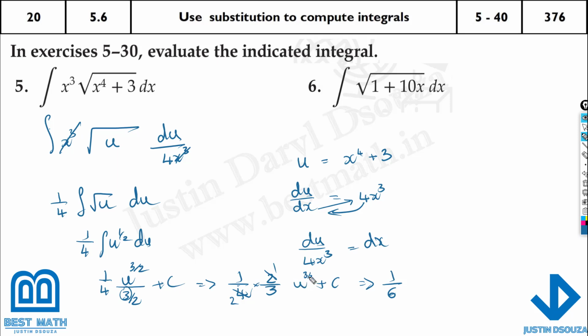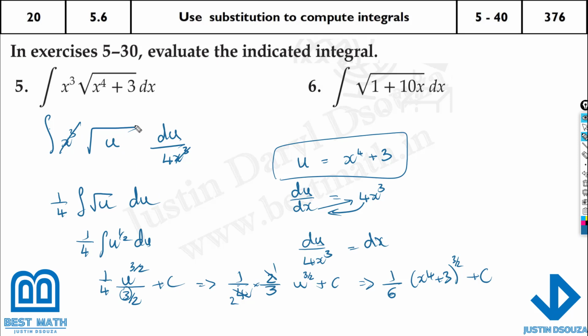Now don't write u to the power 3 by 2. What is u assumed to be? So we'll get that back. It's (x power 4 plus 3) to the power 3 by 2 plus c. This will be the final answer. So in order to solve this, you did all the substitution, rearrangement, and then you got it.